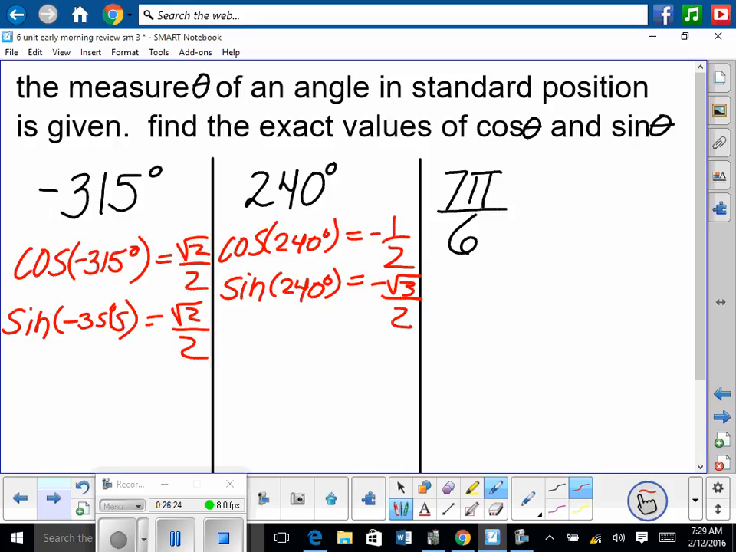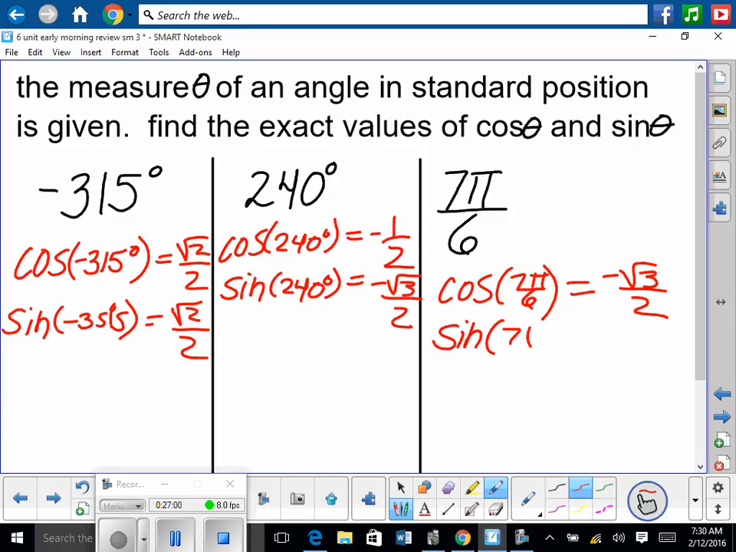Okay, find the exact values for 7 pi 6. Find 7 pi 6 on your unit circle here. So we know that cosine of 7 pi 6 is equal to 7 pi 6, right there. Negative square root of 3 over 2. And sine of 7 pi 6 is equal to negative a half. So you're just using your unit circle for those.